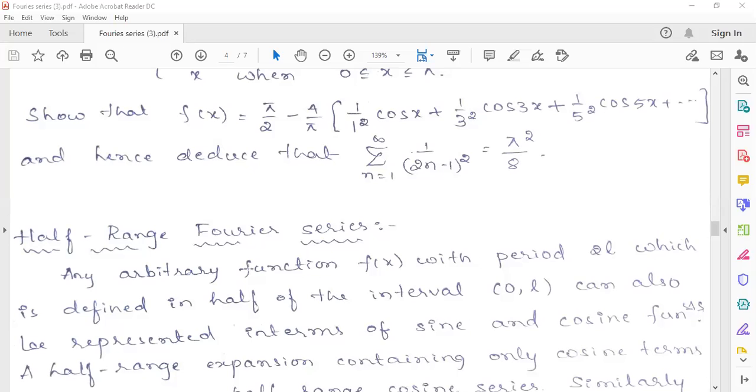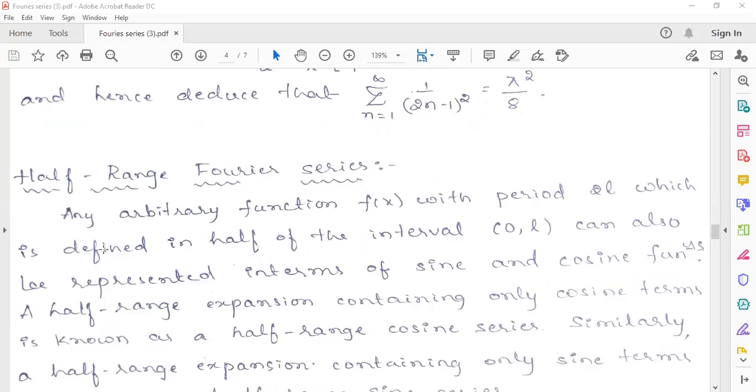Now half range is a little bit different from checking even and odd functions. In this one, the period will be 2L, but they will give the value of the function only in the interval 0 to L. If they give it in the interval 0 to L, we have to extend this function into minus L to L. Then the period will become 2L. So we have to extend the function in the interval minus L to L based on the requirement.